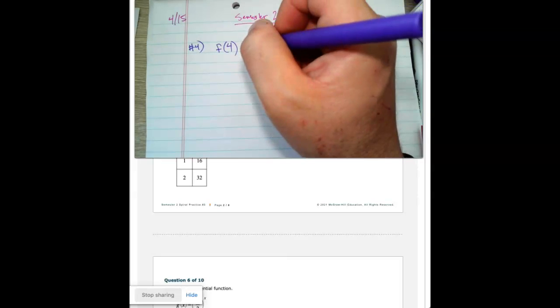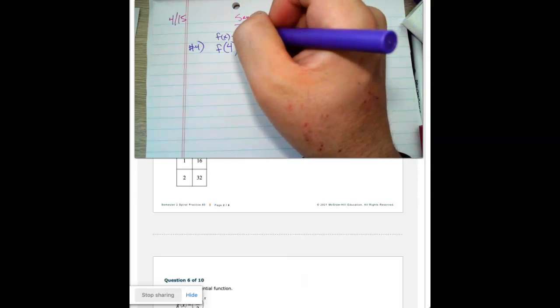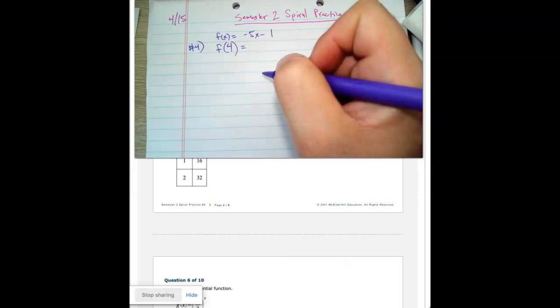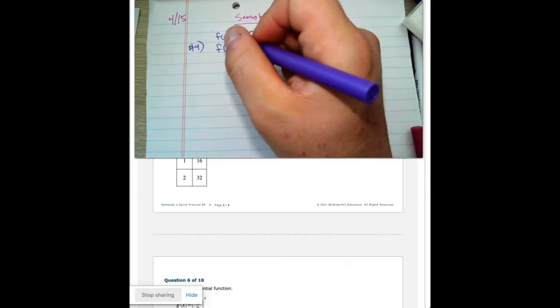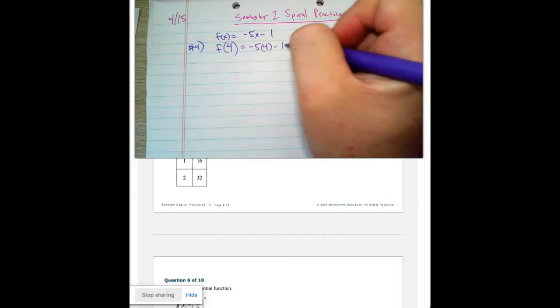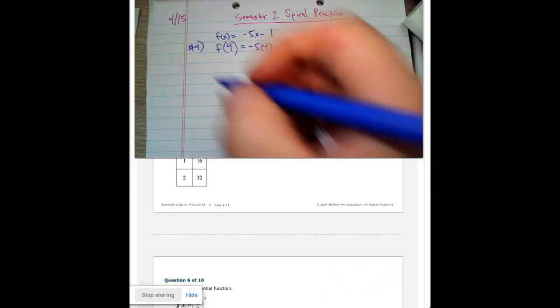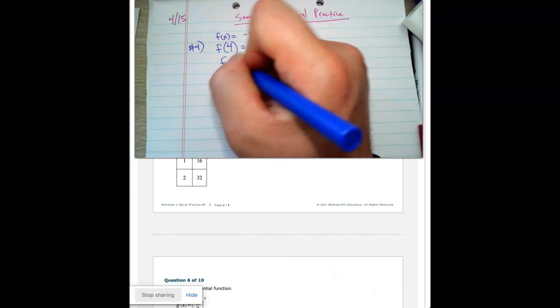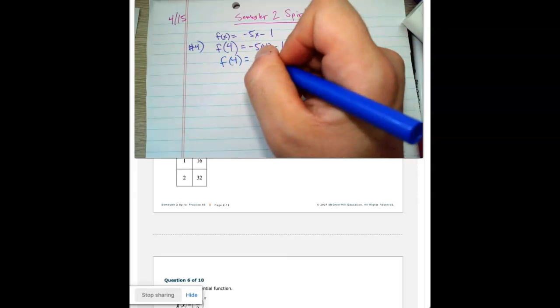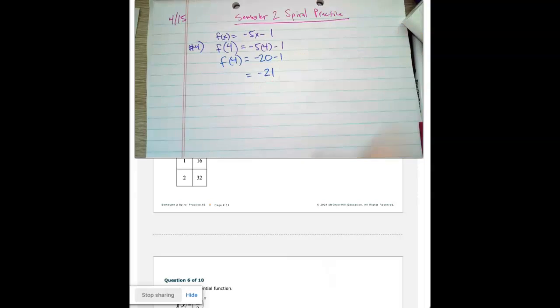So if I'm going to find f of 4, that means I have to use the function f. I could write that down actually: f of x equals negative 5x minus 1. Now that you're finding f of 4, that means you plug in a 4 anywhere you see an x. Negative 5 times 4 is negative 20. Negative 20 minus 1 is negative 21. So that's it. That's all you have to do on these.